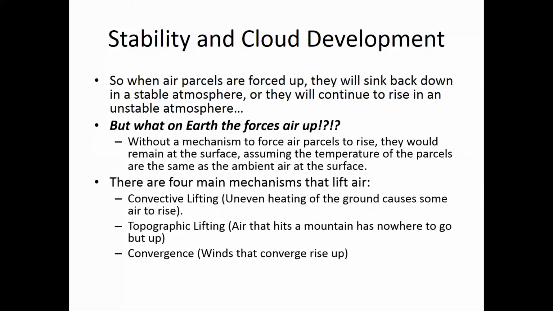And then the final one, fronts. And I'm talking about warm fronts, cold fronts, occluded fronts, stationary fronts. Along a front, one air mass is forcing another air mass up. And it's usually the warm air mass that's being forced up. And as that warm air mass rises, it expands, cools, and condenses. So those are the 4 things.